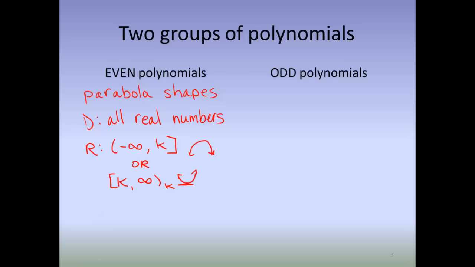Odd polynomials are going to be the ones with the odd exponents. They're going to have this S shape with a domain of all real numbers and a range of all real numbers.